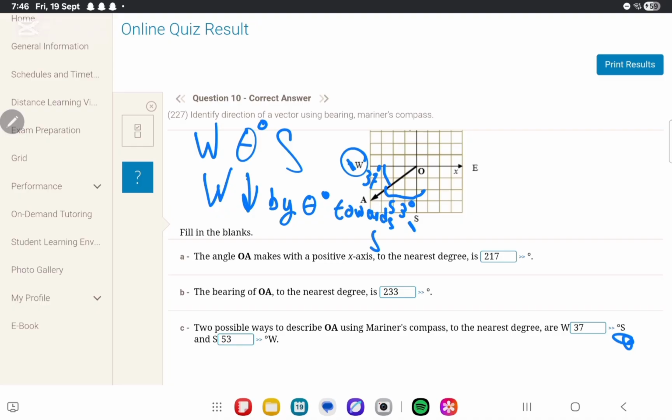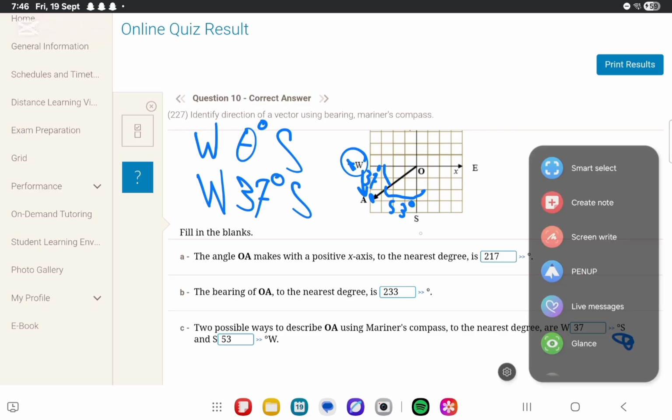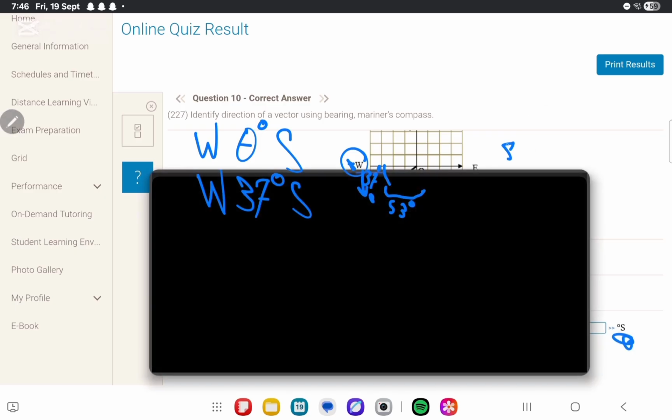I'm sure you guys already know this, and we've been tested on this twice so far. Here we know that from west to the vector is 37 degrees, and as you can see, it's going downwards towards the south. So it's going to be west 37 degrees south. But you can write the opposite of it. You can start off at the south, right?